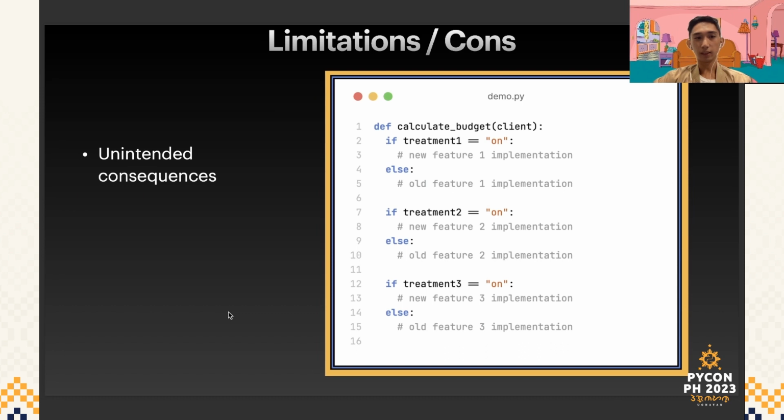And we have unintended consequences. So if you have a calculate budget function for a client and you have 3 treatments, you have to test every one of every permutation that you have here. So for example, if you have disabled treatment 2, will it still work for the calculation of the budget? So you have to also consider if treatment 1 is turned off and the other 2 are turned on. So that's the one that can be a problem with the feature flag.